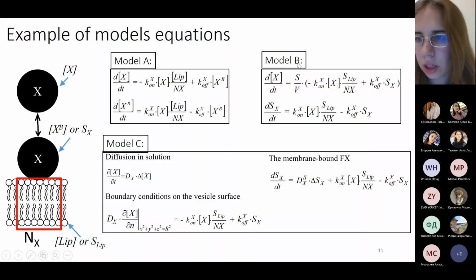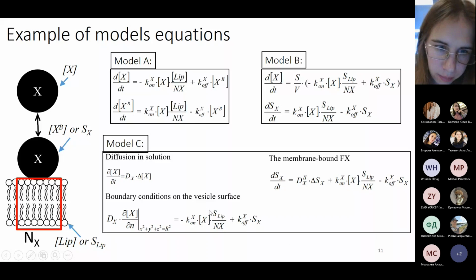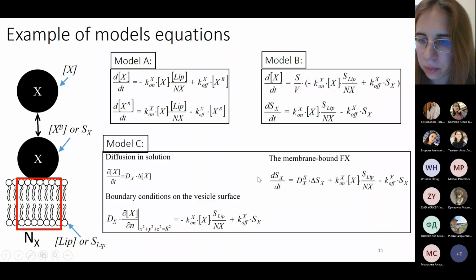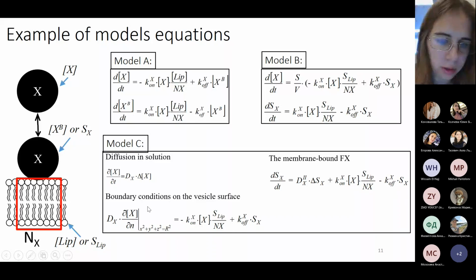In model B, it is the same, but with surface densities. And in model C, we have diffusion of factor 10 in solution. We have an equation for diffusion of membrane-bound factor 10 and its appearance on the membrane, and the transition of factor 10 from solution to the surface is written according to a boundary condition on the vesicle surface, and it is the flow across the vesicle surface, a spherical vesicle, and N is the normal to the membrane of the vesicle. And it is again a forward reaction and a reverse reaction.